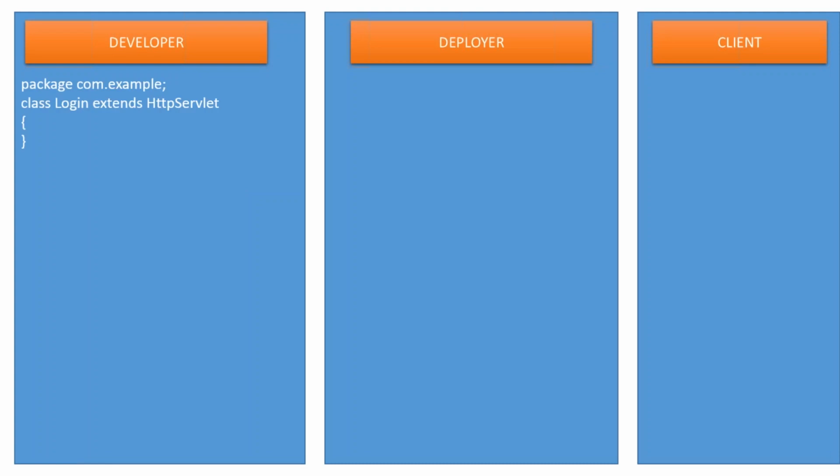Now, let's say the developer has created a login class, login servlet. This is how it works. Servlet class is com.example.login, and the alternate name they are giving to this servlet is authentication. So this name is then passed to the deployer. The actual name is com.example.login and the alias name we have given is authentication. So this alias name is passed to the deployer.